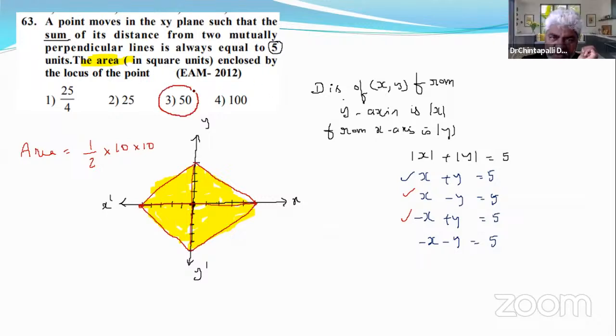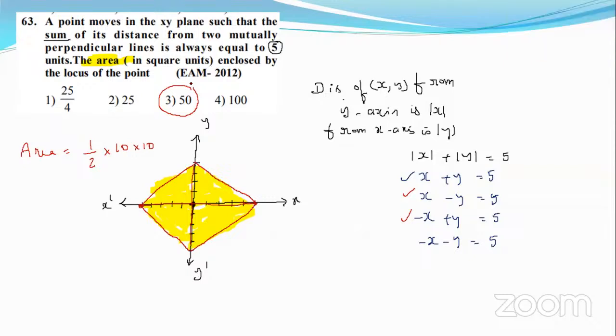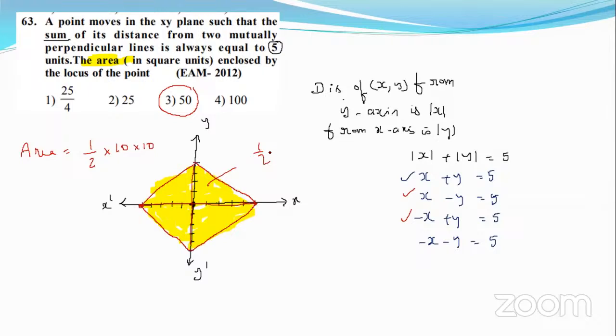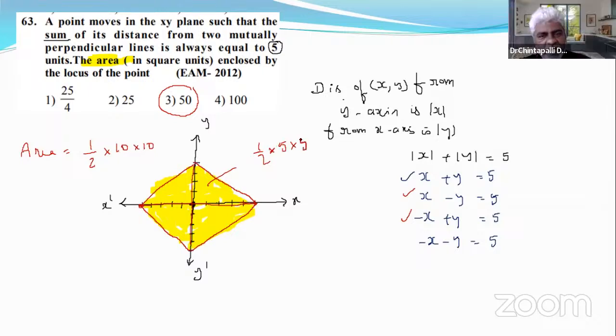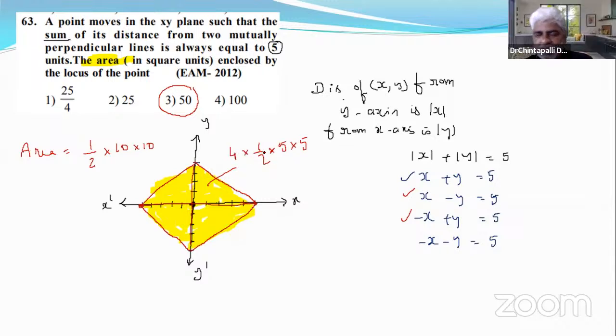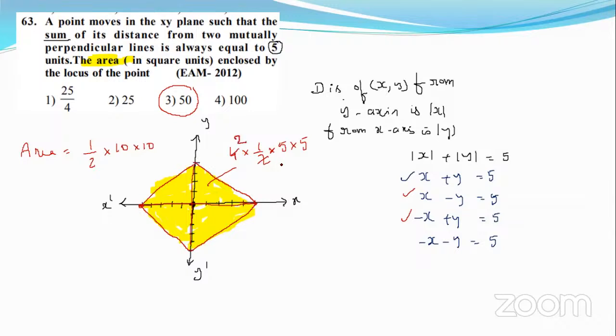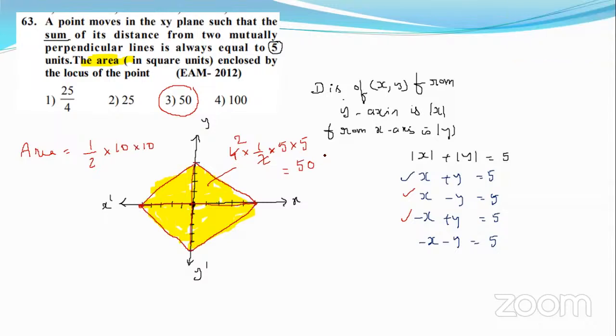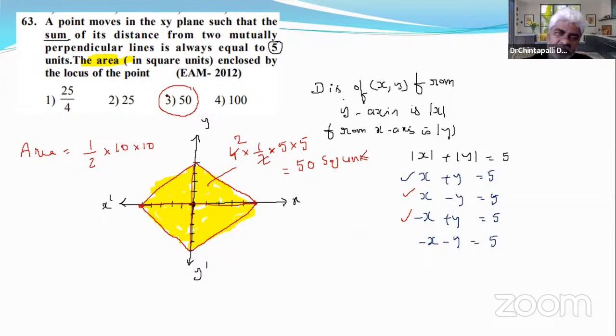Even if you don't know the formula for the area of a rhombus, you can answer this question. You know the area of a triangle formula? Half into base times height. Half into base is 5, height is 5. How many such triangles are there in this total diagram? 4, sir. So 4 times half into 5 into 5. That goes 2 times, 2 times 5 into 5, 50 square units. Option 3. Got it? Yes.